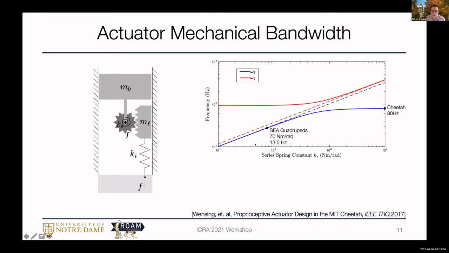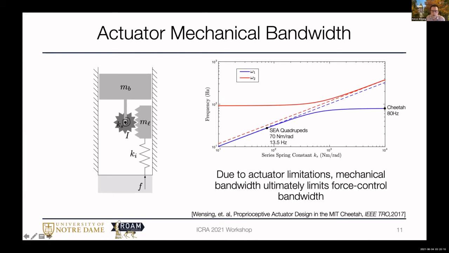And so the point I want to emphasize here is that this is really open loop bandwidth. But if you want to do something that's faster than this with an SEA, you can, but it often takes a lot of control effort. And in practice, we see that the bandwidth for these SEA robots is roughly similar around here. And so the overall observation is that due to actuator limitations, mechanical bandwidth, this open loop force delivery bandwidth, ultimately limits force control bandwidth when you incorporate feedback.